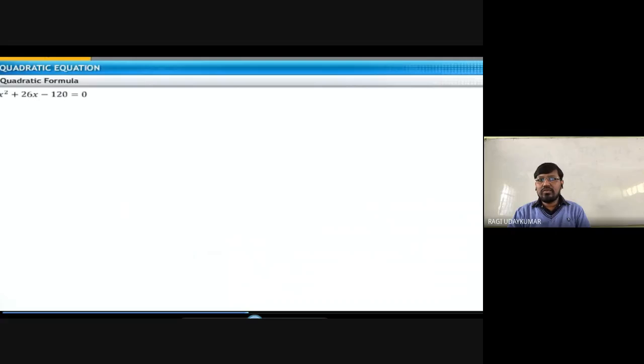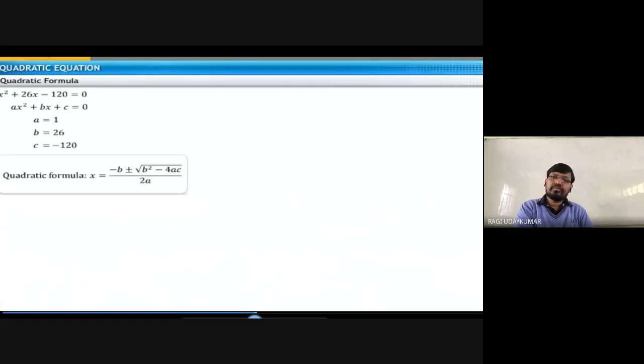In this place, a is equal to 1, the x square coefficient. Compare with ax square plus bx plus c is equal to 0. So a equal to 1, b is equal to plus 26, c is equal to minus 120. And you substitute these values in the formula, that is minus b plus or minus under root of b square minus 4ac by 2a.